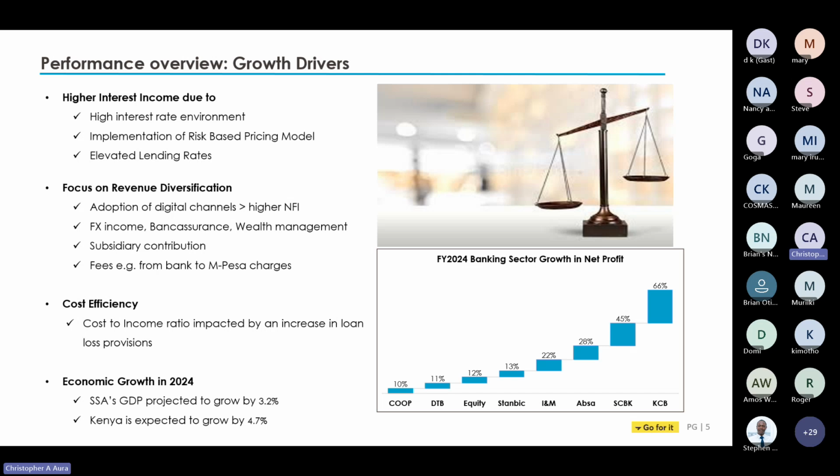It grew by 66%, followed by Stanchart, which grew by 48%. So for this, let's look at some of the factors that drove the good, impressive performance that we saw for the full year.